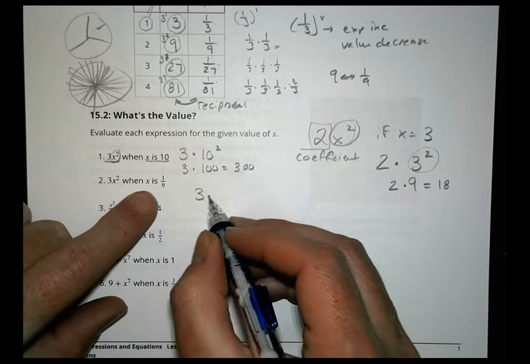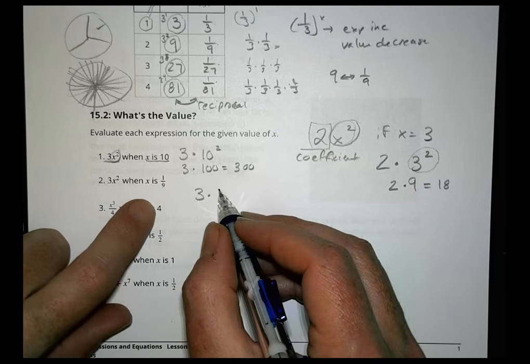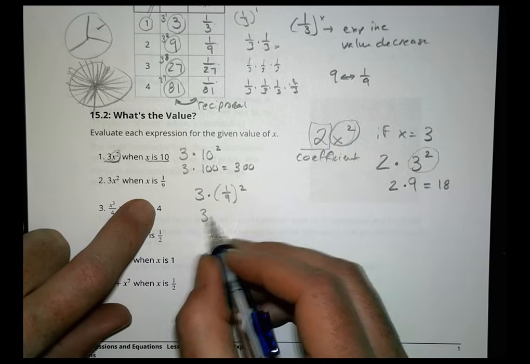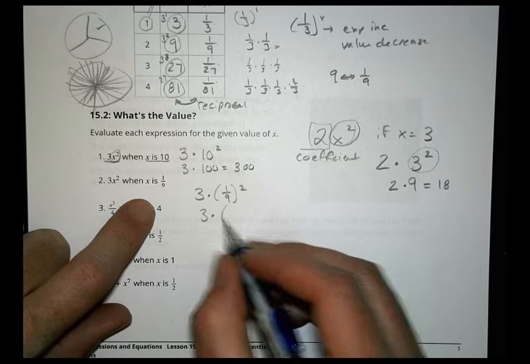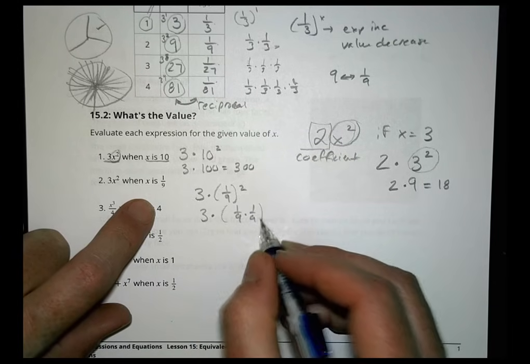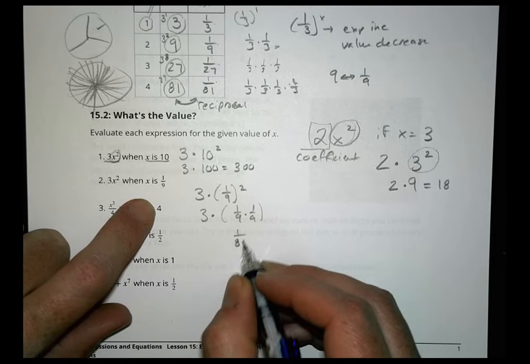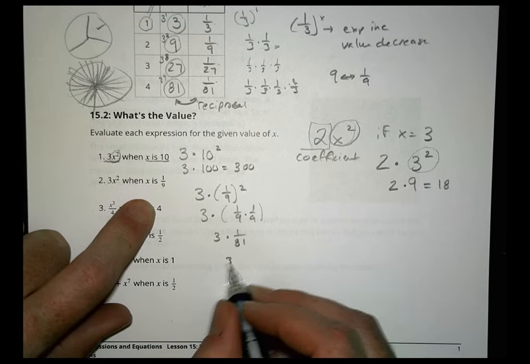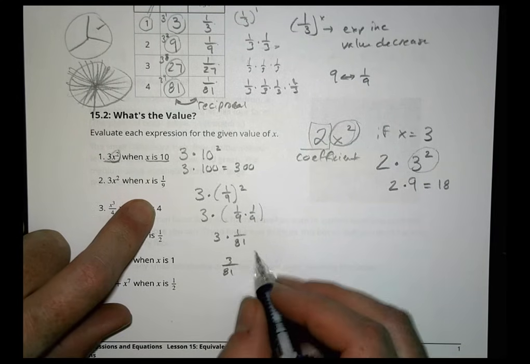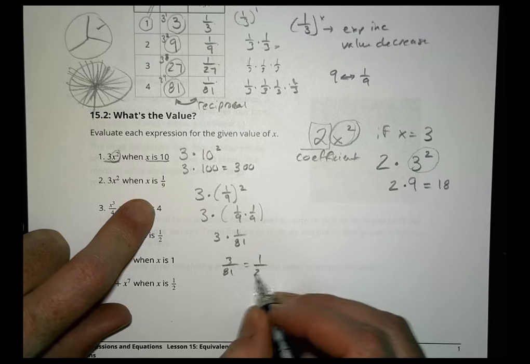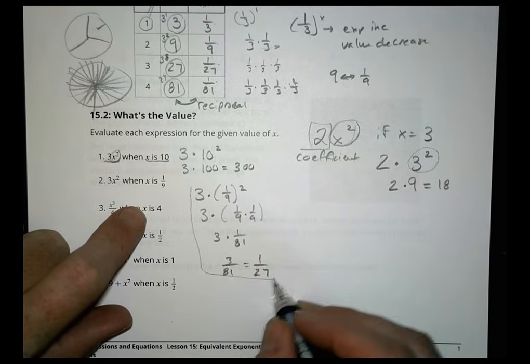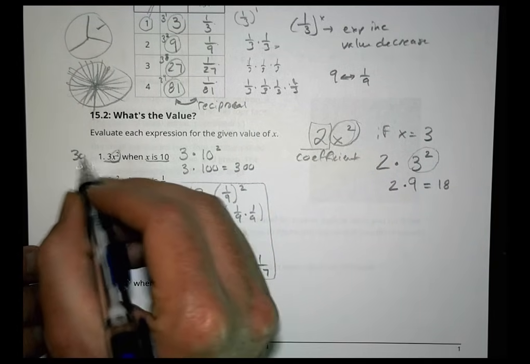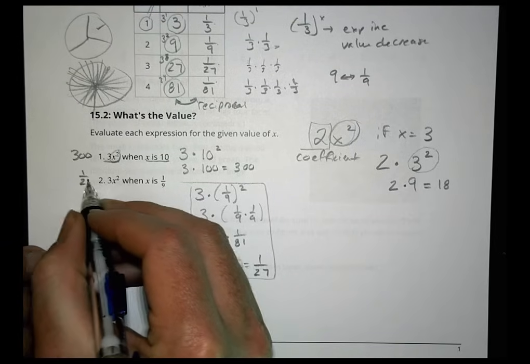Okay, let's do the next one. Here we have 3 times x squared, but the x is going to be 1/9. So that's going to be 3 times 1/9 squared, which is 1/9 times 1/9. And 1/9 times 1/9 is 1/81. So I get 3 times 1/81, which becomes 3 over 81, which reduces down to 1 over 27. So the first one is 300, and B is 1 over 27.